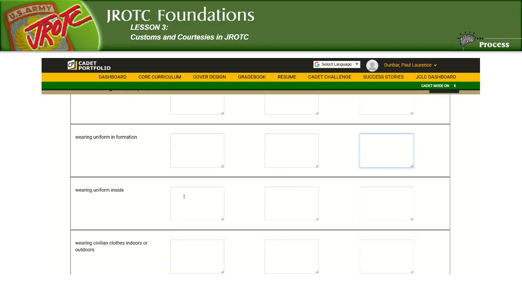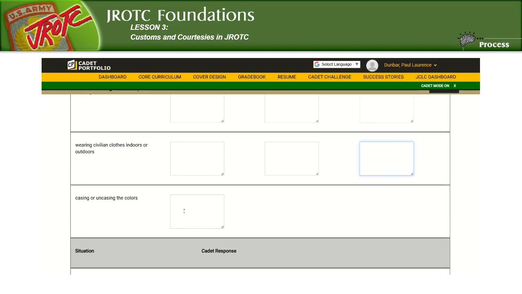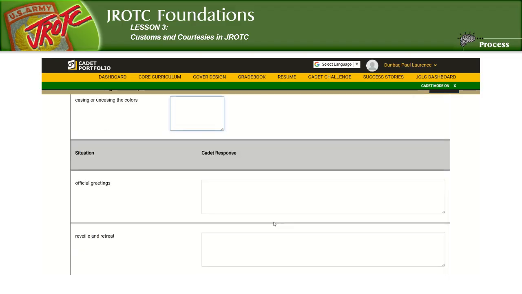Wearing uniform inside, again, U.S. flag, national anthem, Pledge of Allegiance. Wearing civilian clothes indoors or outdoors, flag, national anthem, Pledge of Allegiance, encasing and uncasing the colors.